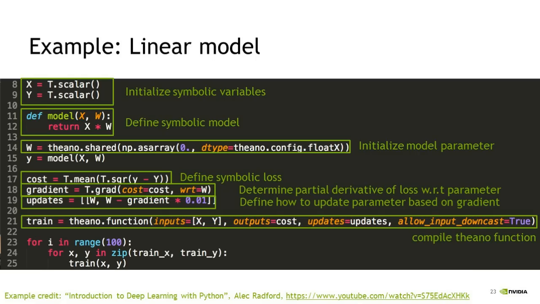And this final term you see, allow_input_downcast=True, is explained so that it's not left a mystery. It's in there because if you want to use GPU acceleration, you need all of your floating point values in Theano to be 32-bit floating point values. But Python by default may define your parameters with 64-bit floating point values, so this takes care of that difference when the function is compiled.